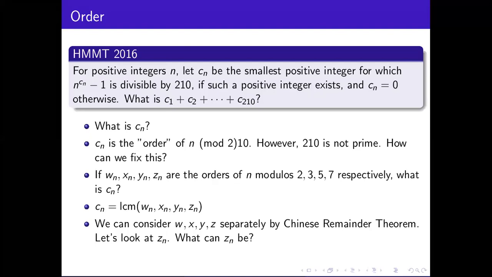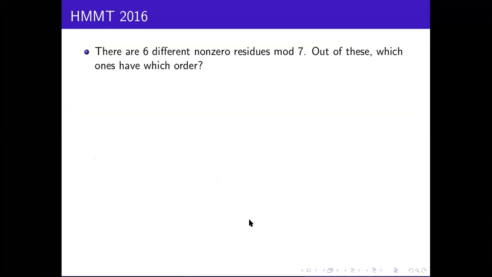Yep, Z of n can be 6. It can be any divisor of 6, in fact, since we know that orders have to divide p minus 1. So there are 6 different non-zero residues mod 7. And we know that they have orders 1, 2, 3, or 6.